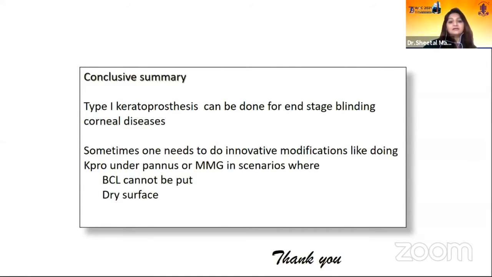So to summarize, type 1 keratoprosthesis can be done for end stage blinding corneal disease, and it is one of the procedures besides AIOC2021. But sometimes we need to do some innovations and modifications like doing K-Pro under pannus or MMG in scenarios where BCL cannot be put, or if the surface is very dry or keratinized. Thank you so much.